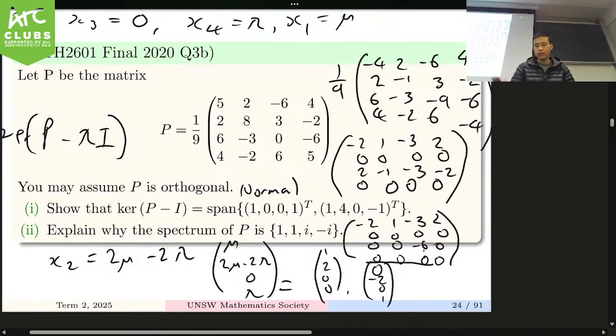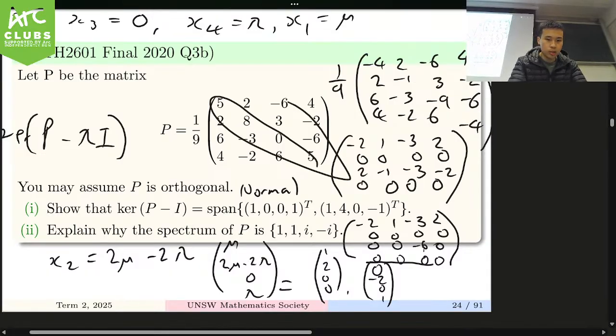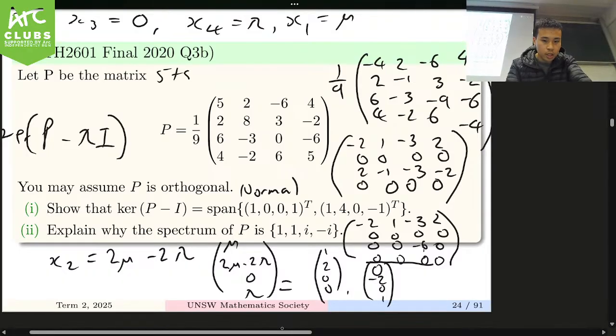It's pretty good, but then where do you find the others? We're going to again use the fact that the sum of the eigenvalues should be equal to the trace, just by looking at this. So what is it equal to? 5 plus 8 plus nothing, 5 over 9. So 18, which is just 2. We already have these two here, which are 1 and 1, so the sum of the other two eigenvalues should be 0.